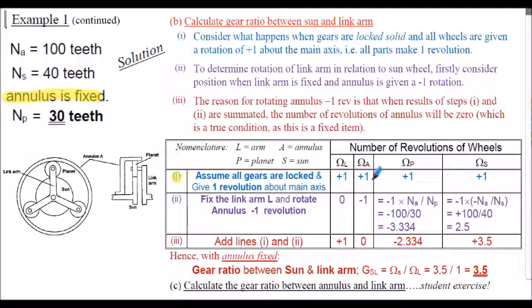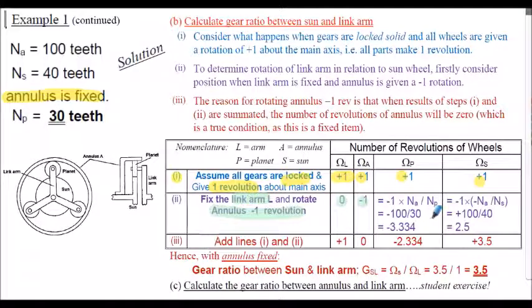Okay, so step 1, we're going to apply a positive 1 rotation to the locked gear train. We assume everything's locked and it's 1 revolution about the main axis, so everything moves 1 rev. Now in this particular case, we're going to assume that the link arm is fixed here. So that's where the 0 comes from, and then the annulus is going to have a negative 1 revolution because that's the gear that's actually fixed in the assembly.